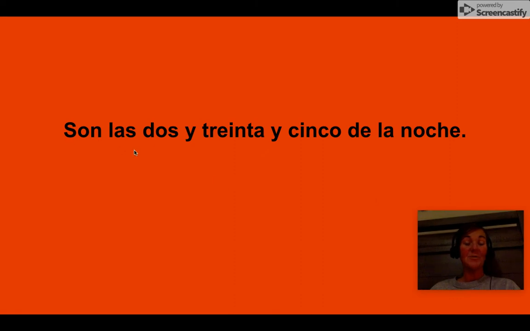For this one, it's 2:35 p.m. So we can look at this a couple different ways. We can do son las 2:35 de la noche. And if we want to be extra fancy, we could use subtracting time and bump that up to 3. So son las 3 menos 25 de la noche. Either would be correct. Here, I gave you son las 2:35 de la noche. That's a lot to have to work through. So if you just did it this way without subtracting the time out, that is perfectly fine.